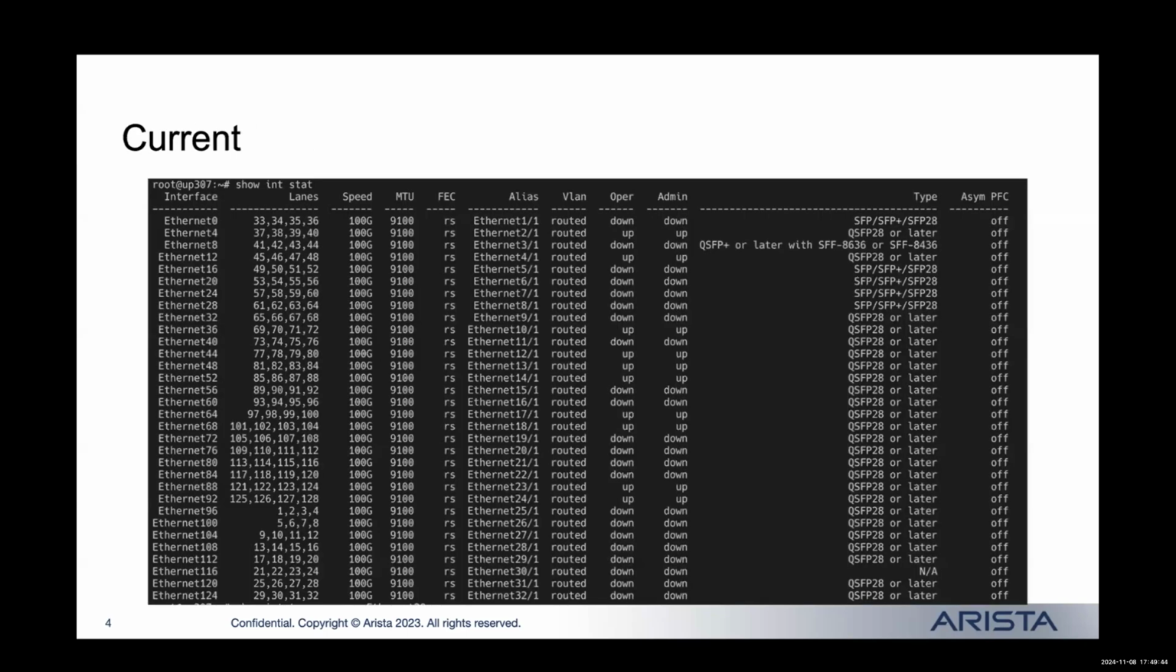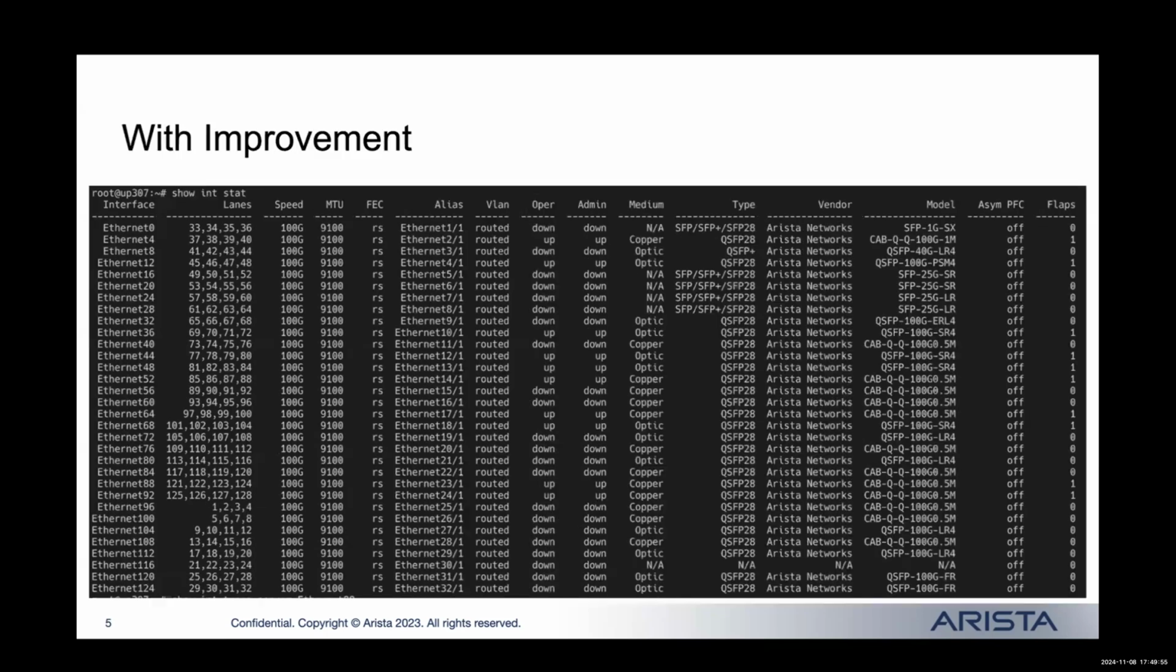So this is what we currently have, and I'm sure everyone's pretty familiar with the command already. We have interface, lanes, speed, admin status, and transceiver form factor type. With the improvement, I have the additions in red here.